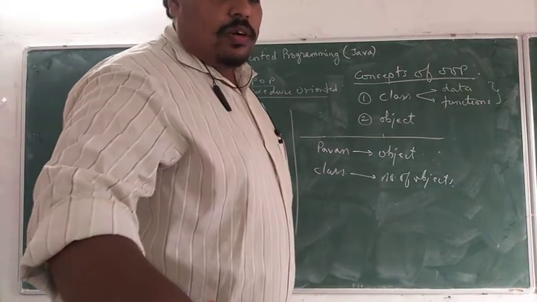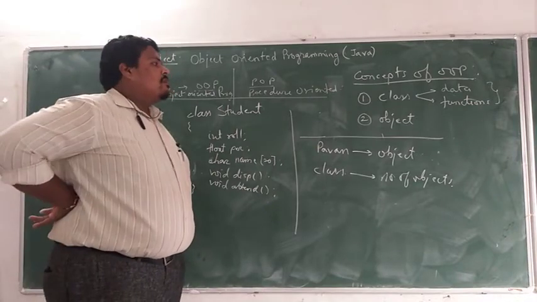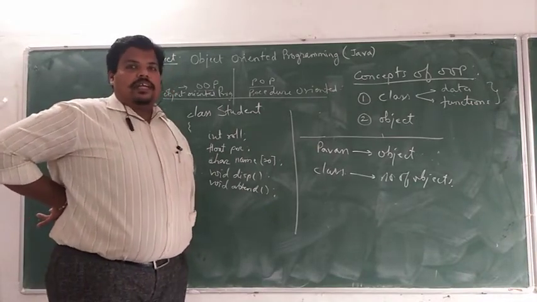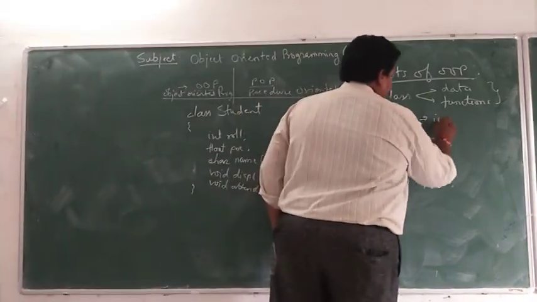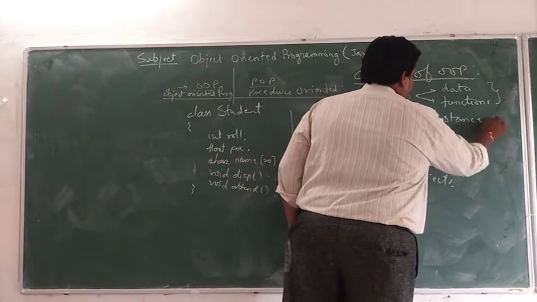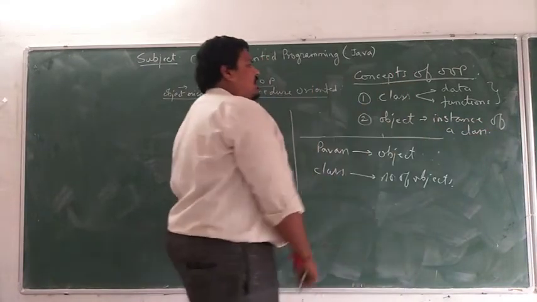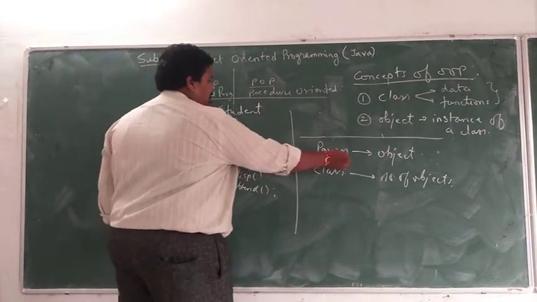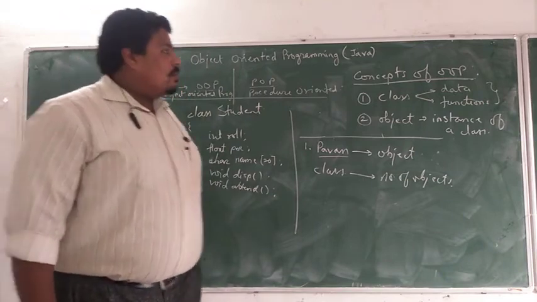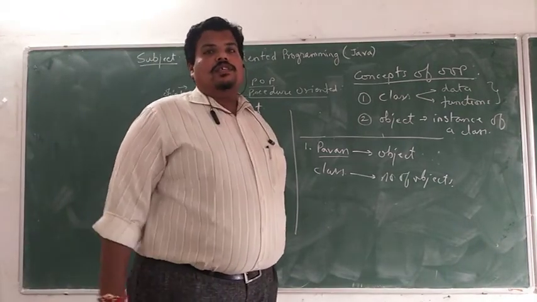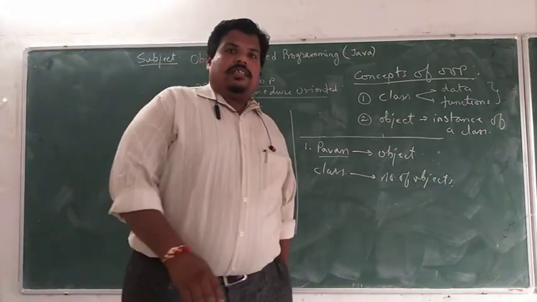Okay? There is one more definition of object. The object is the basic runtime entity of a class. Also, object is nothing but an instance of a class. For example, Pawan is only one student of the class. The same way, an object is one instance of a class. We will get into the details of object in the next sessions.